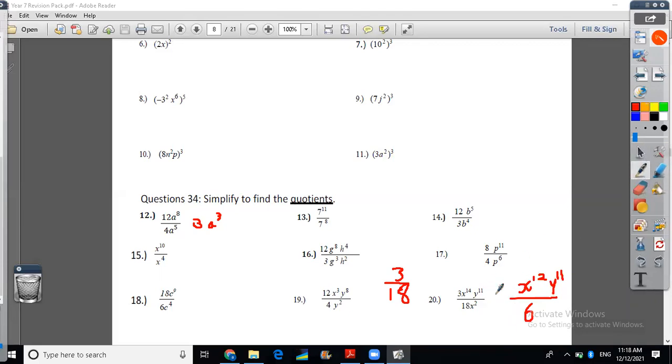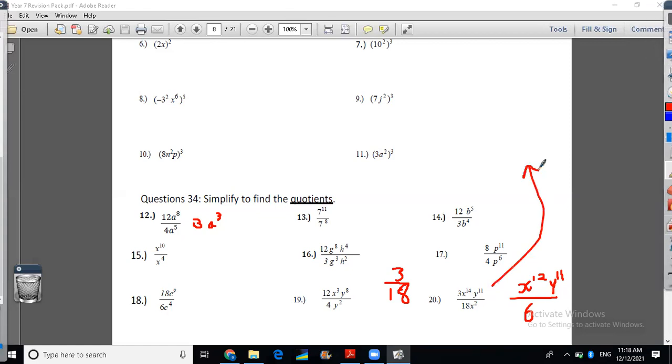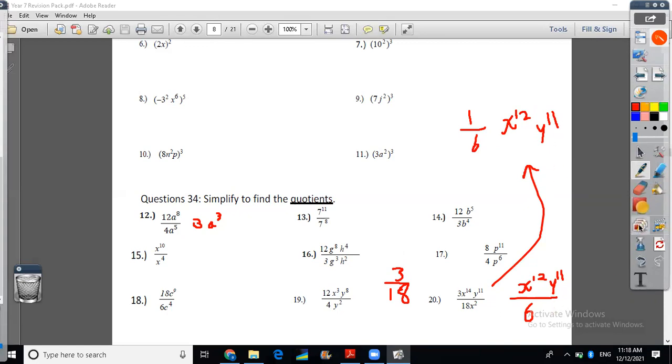One of you asked me before in the session, in class, mister, I wrote it this way, 1 over 6, because 3 over 18, the simplest form is 1 over 6. And then I wrote here x to the power of 12, y to the power of 11. Is this correct or not? Yes, it is correct. Exactly the same thing as this. All right, let's answer another question.